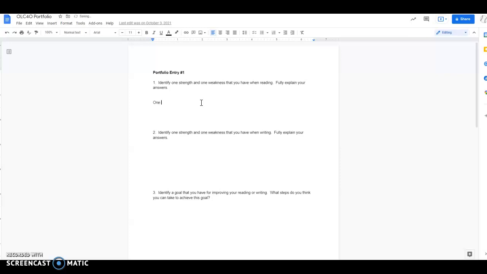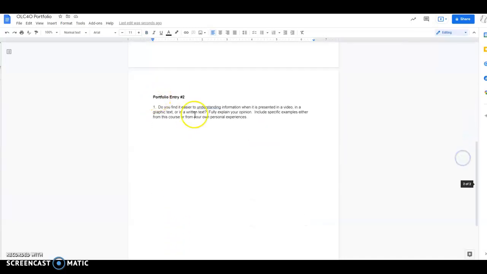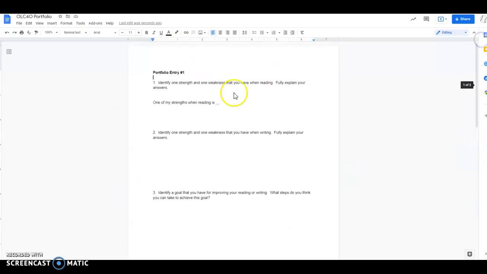So one of my strengths when reading is, and so I would answer each of the questions. You don't have to put the questions in if you don't want. I know what the questions are, but it does make it easier for me to see what you're answering. But the most important thing is that you title each entry by its number so that I know what you're answering. And so hopefully you'd have portfolio entry number 1 on the first page, and then portfolio entry number 2 on the second page, and then portfolio entry 3, 4, 5, and 6. So the idea is to have them all in one document.